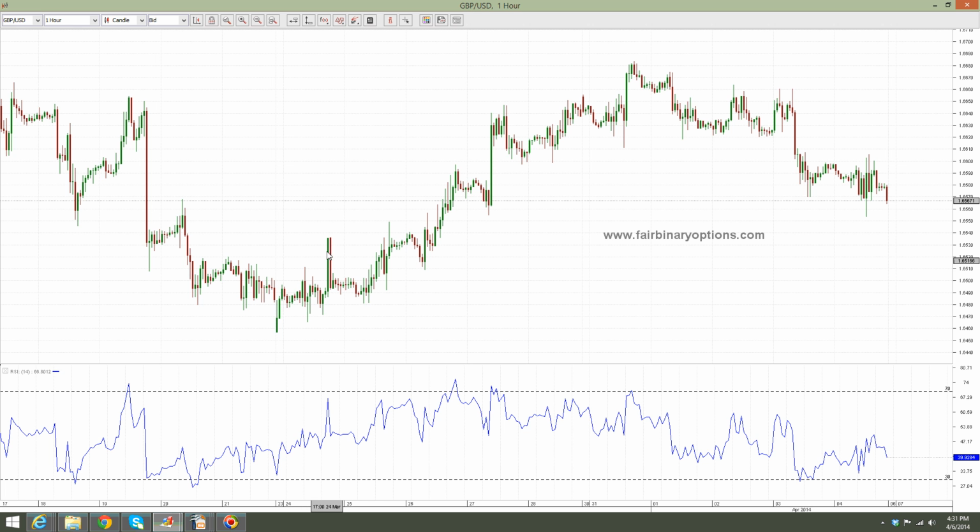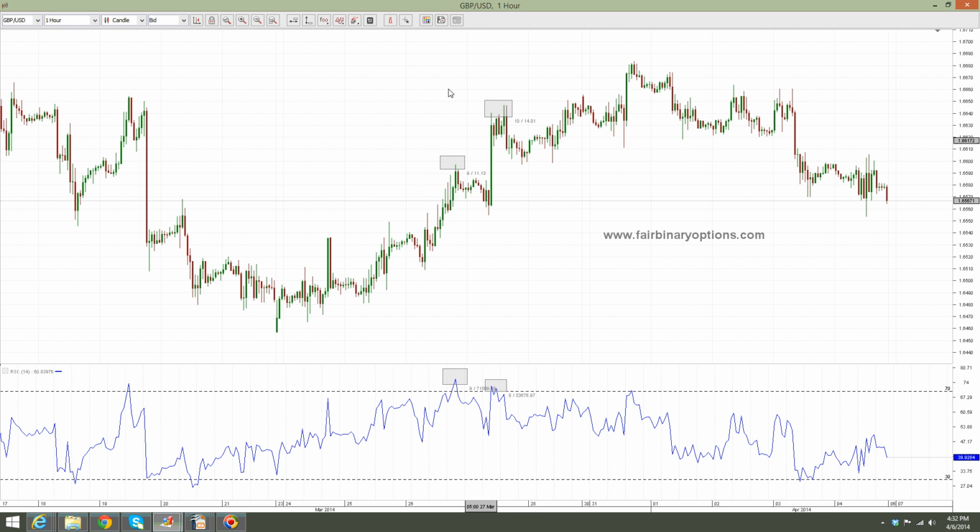Price makes a high here, but the RSI is not in the overbought area. Price makes another high, the RSI is not, so nothing interesting here. Now price makes a high here, and the oscillator makes a high here. Let's try to mark the area, like this. Then the price goes and makes another high here, but the oscillator is not confirming the high, and therefore this is a divergence.